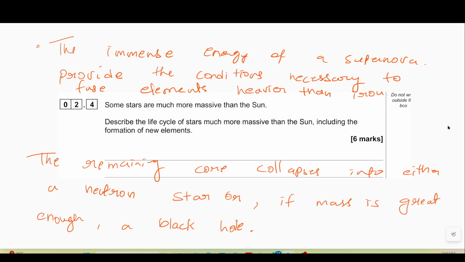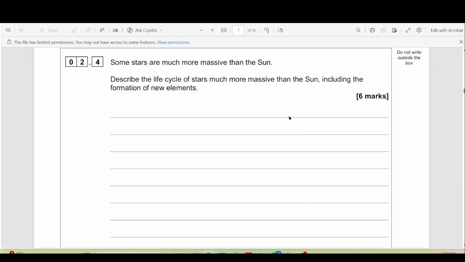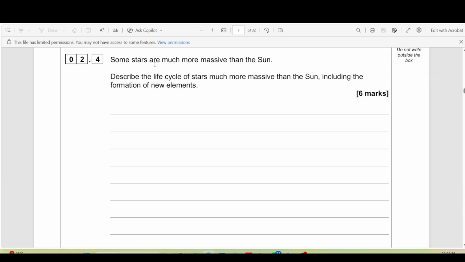Okay, let's see next question. I think this question is repeated. We have done this question, so you should remember it, right? You should know the main sequence.